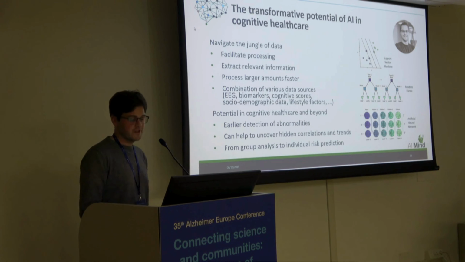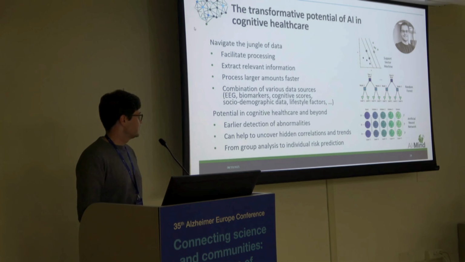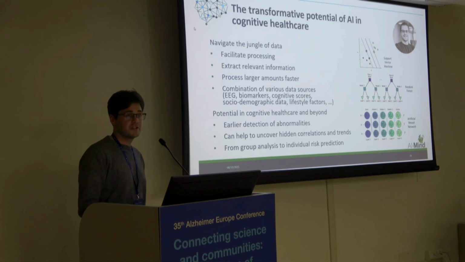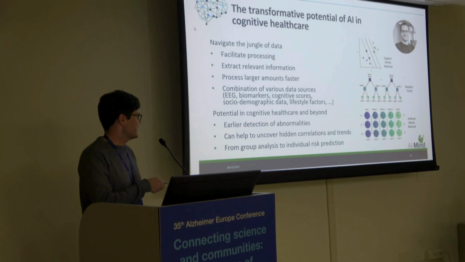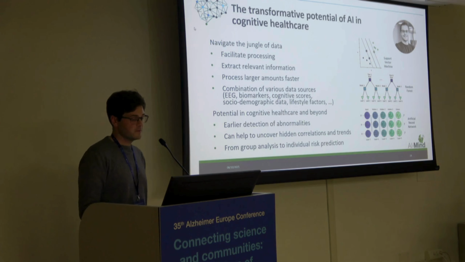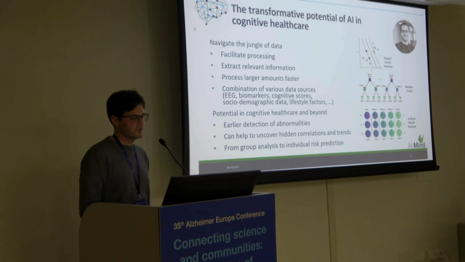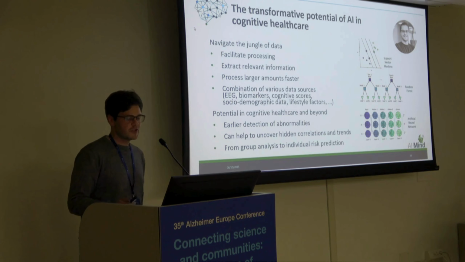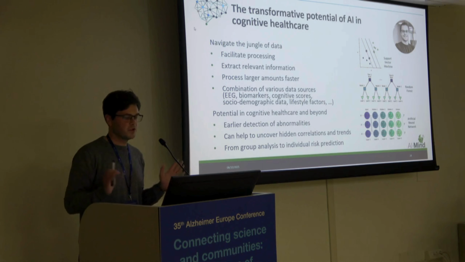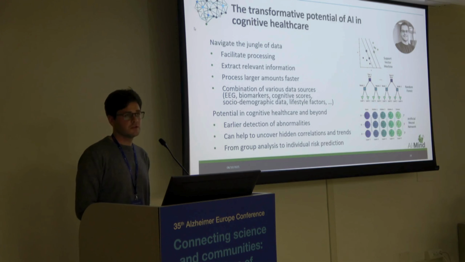What do we expect from AI? To detect abnormalities earlier and more precisely than before. It can help us to uncover hidden correlations and trends in the data that we have probably not thought of, and it lets us go from group analysis to individual risk prediction. And in general, it lets us process this mass of data, which is beyond the capacity of one individual human to analyze.